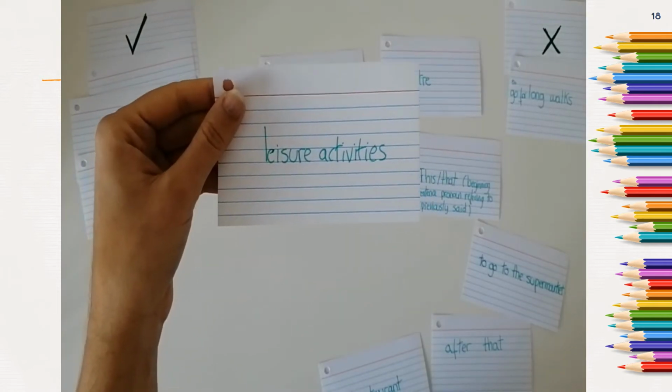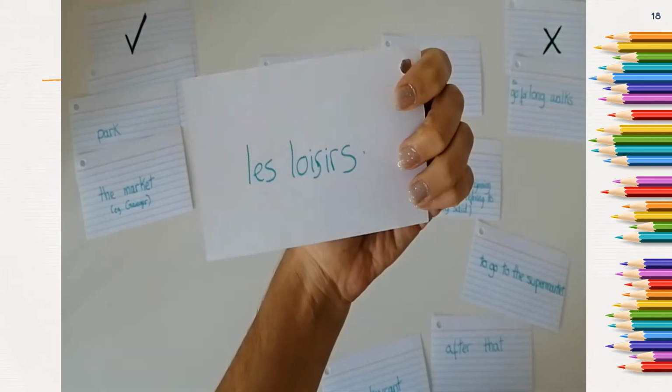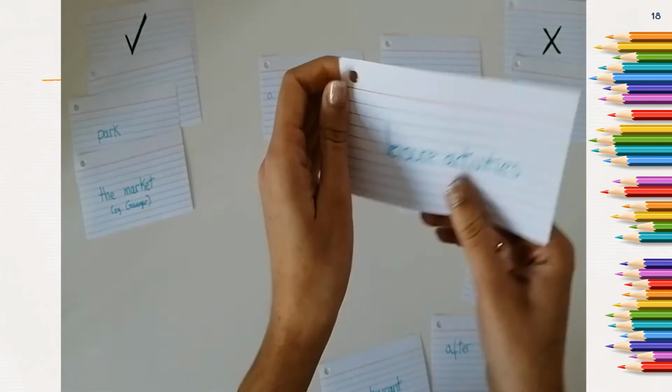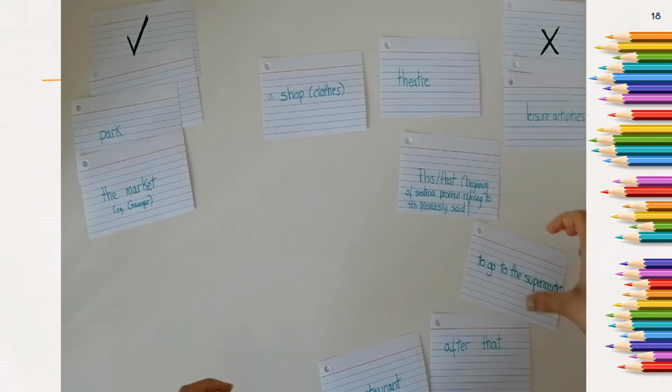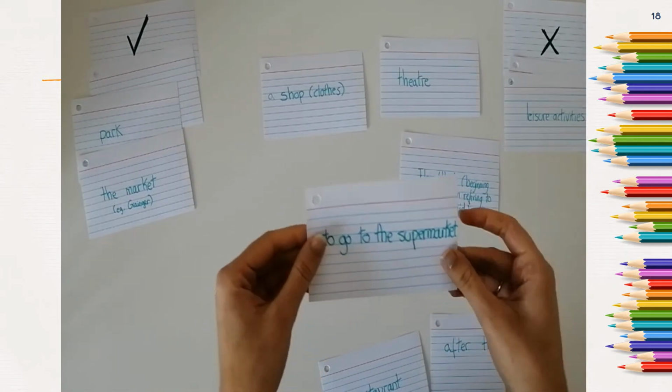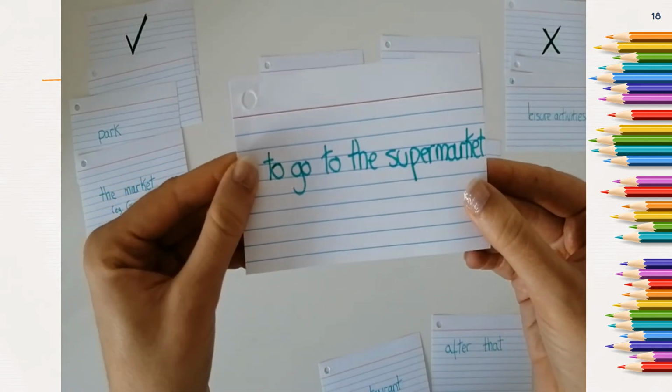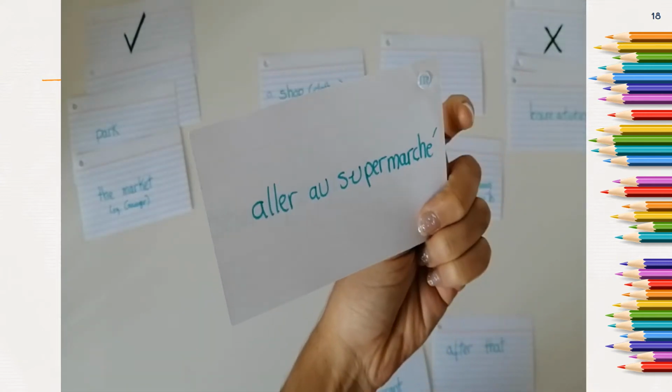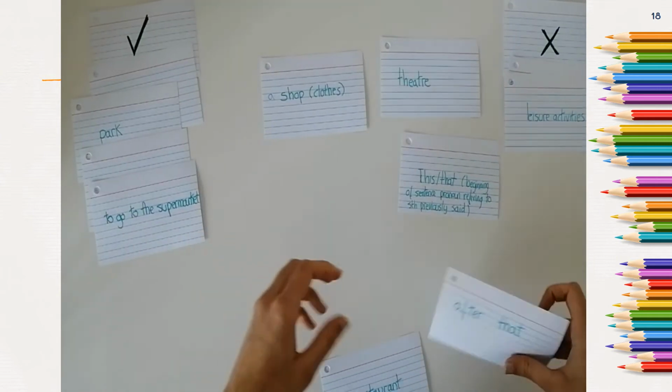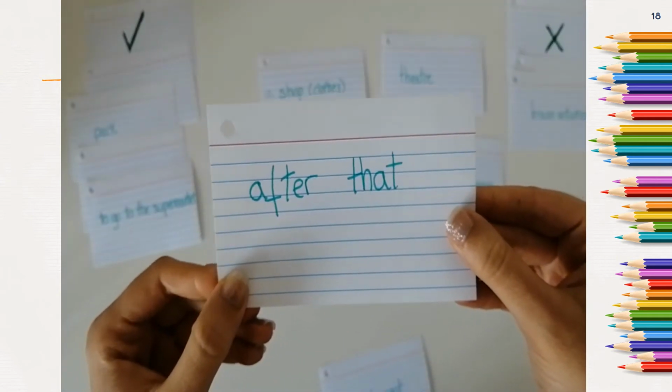Leisure activities. Imagine I don't know this one either. I look at it, les loisirs, and then put it on the go back pile. To go to the supermarket. Aller au supermarché. Correct? After that, I don't remember.